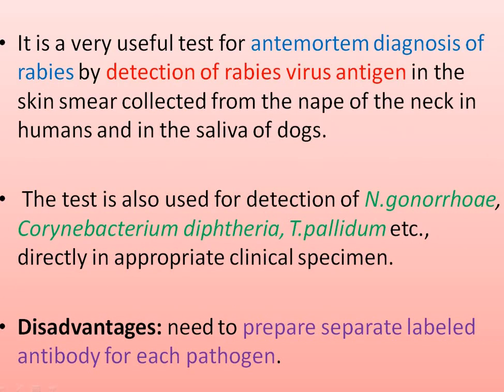It is a very useful test for antemortem diagnosis of rabies by detection of rabies virus antigen in the skin smear collected from the nape of the neck in a human and in the saliva of dogs. The test is also used for detection of Yersinia pestis, Treponema pallidum, etc., directly in the clinical specimen. Disadvantage: the need to prepare a separate labeled antibody for each pathogen.